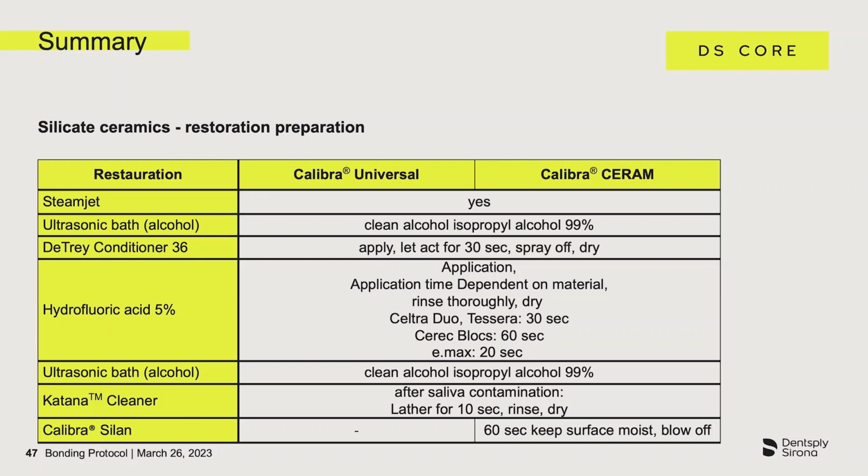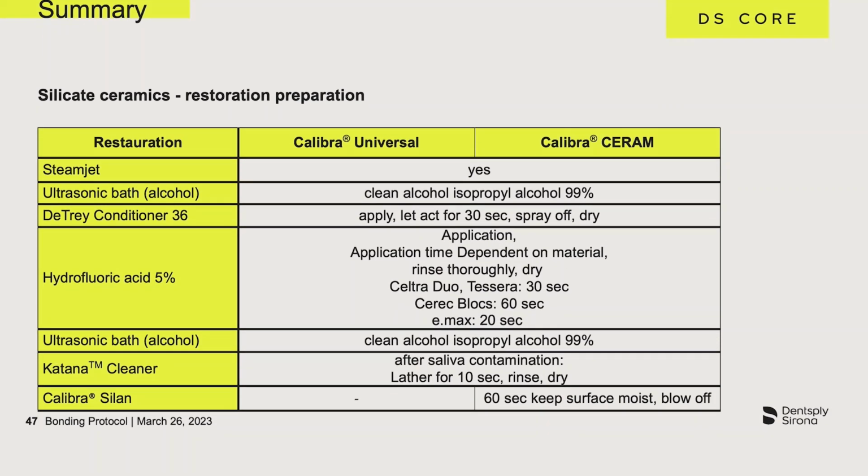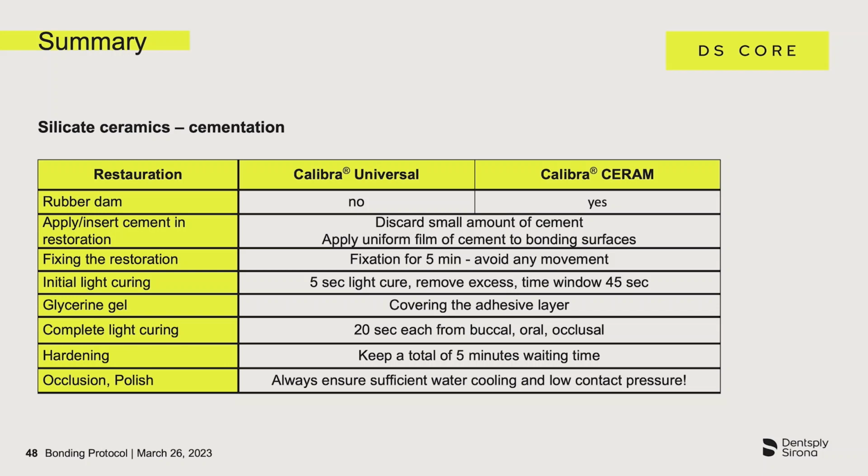The bonding surfaces are now conditioned with the help of Calibra Silan or Monobond Plus. Silan is applied to the bonding surfaces, should be allowed to react for 60 seconds and is then blown dry. The same applies to silicate ceramics. When using Calibra Universal, rubber dam should not necessarily be laid, but if we use Calibra Ceram, the application of rubber dam is definitely recommended.